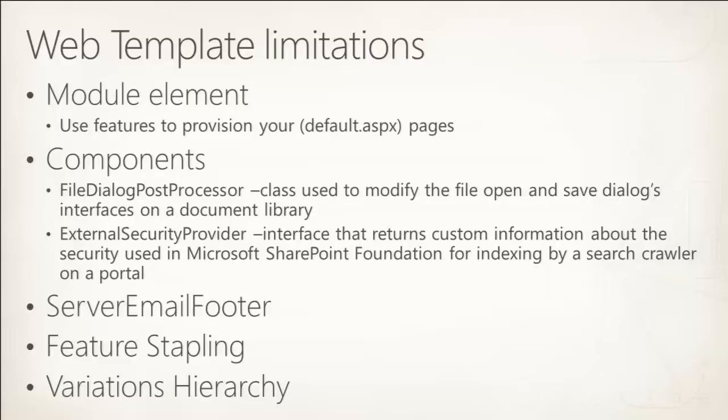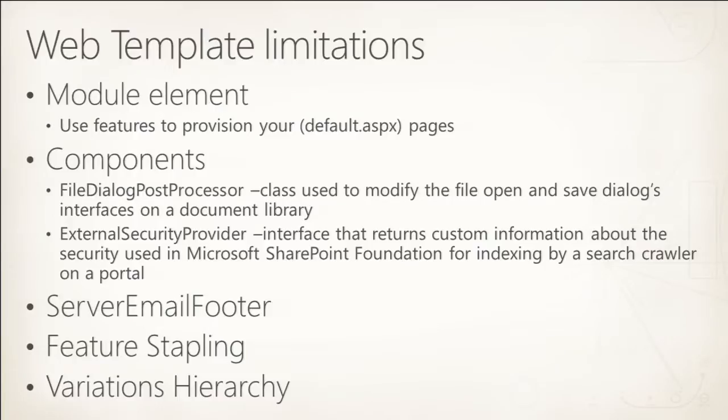There's also a couple of components that are no longer available. The file dialog post-processor, you can read what that's about, and the external security provider. Who has ever used any of those components in a custom site definition? Yeah, me neither. So it's not a real limitation. No one used them. There's also the server email footer that's actually present by default in most site definitions. It's not a big loss that we can't use that either.